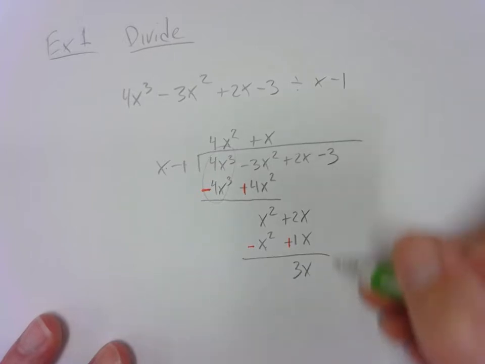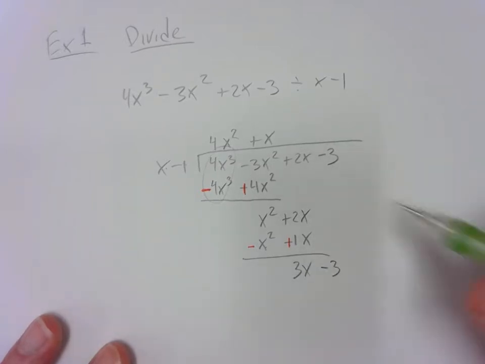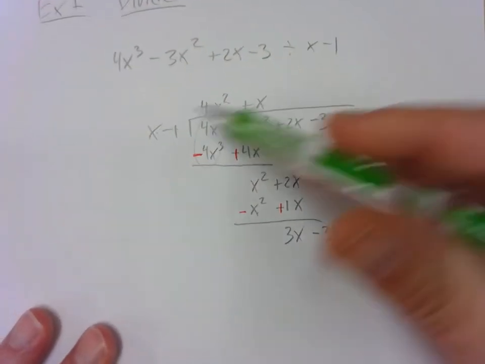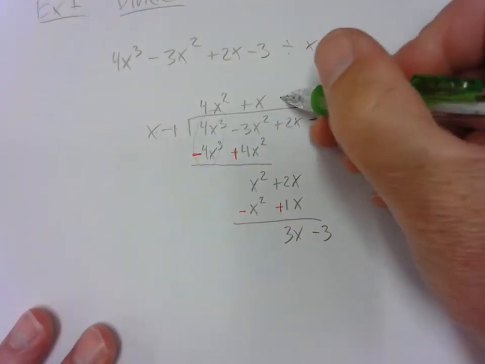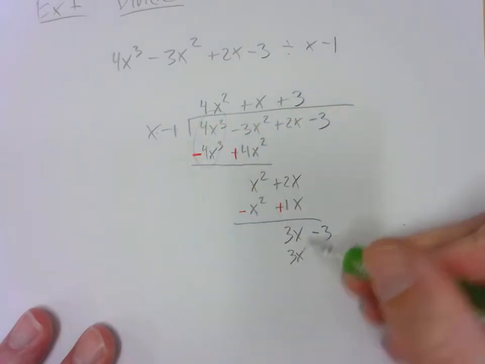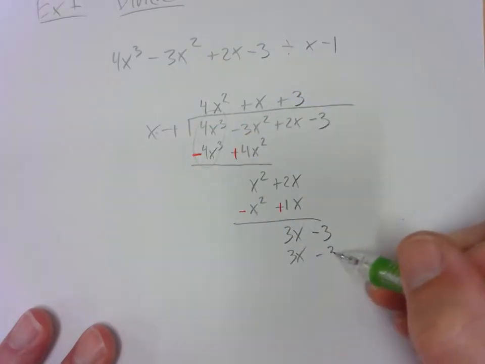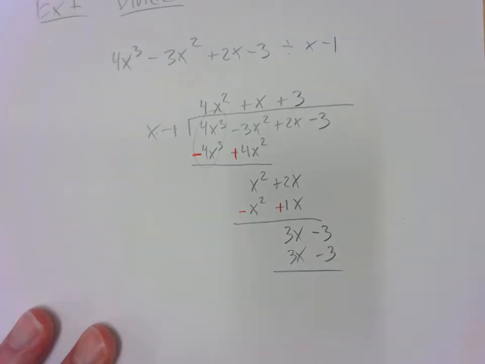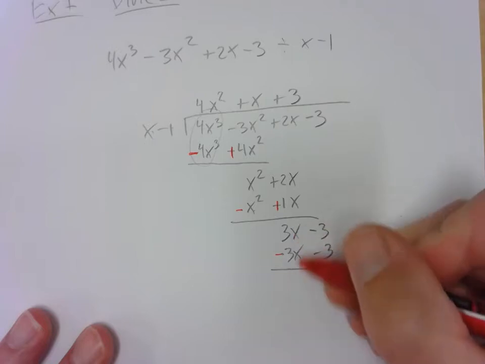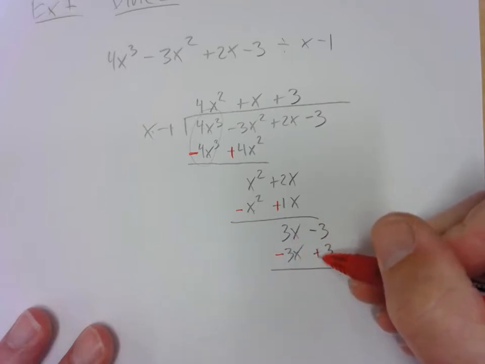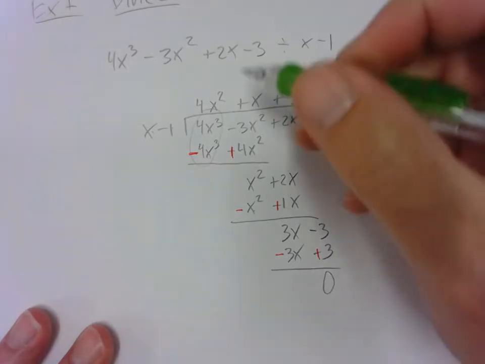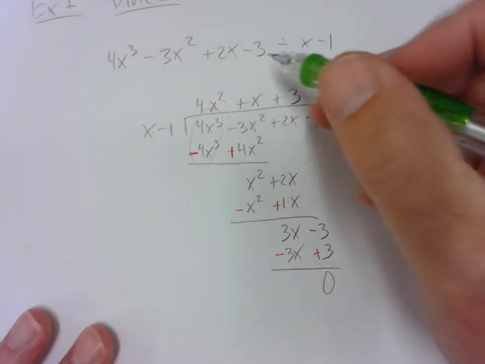Drop the next thing down. 3. What times x makes 3x? Well, I need a 3. Plus 3. 3 times this is 3x. 3 times this makes negative 3. These are the same things. So when I pick up the red pen and I subtract, that goes away. Subtracting is really adding, and I get a remainder of 0. So this is my answer right here.